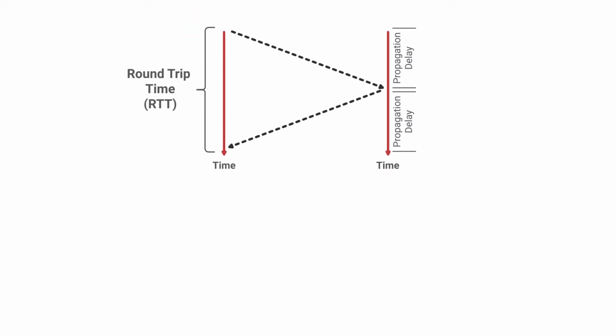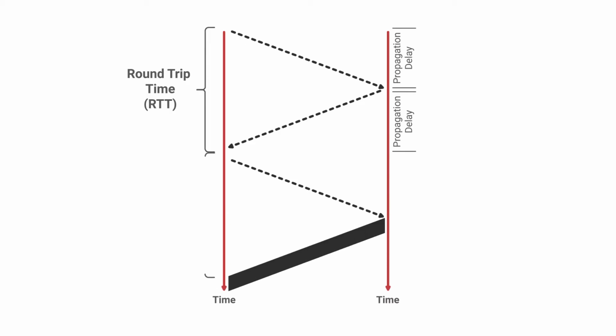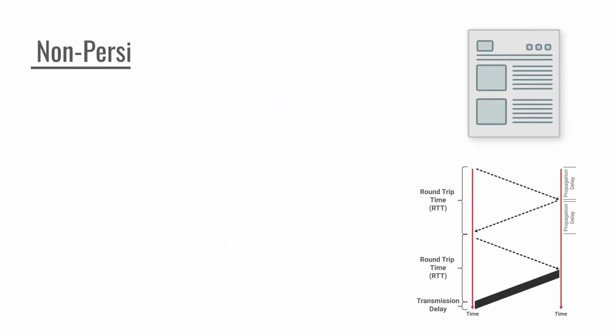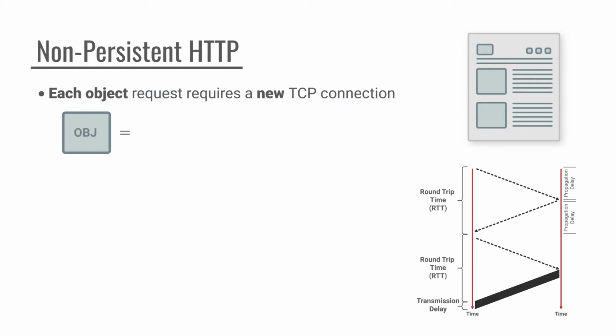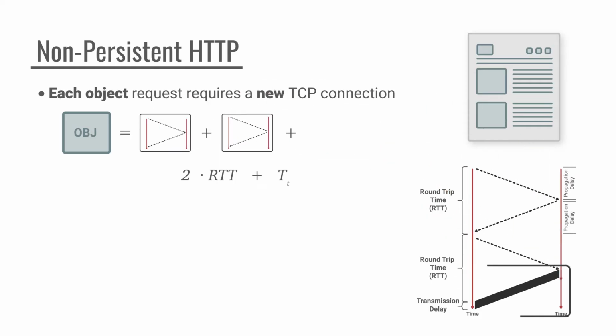After this initial handshake, the client can exchange an object payload with the server. This delivery of an object is equal to a second round-trip time, as well as the delay in pushing all of the object's packets into the network wire. In a non-persistent HTTP connection, the TCP connection closes after each object request. This means that each request from a client will require a brand new TCP connection, including the initial handshake. This entire process is equal to 2 RTTs, one for the handshake and one for the payload, plus the transmission time to load the packets onto the network.